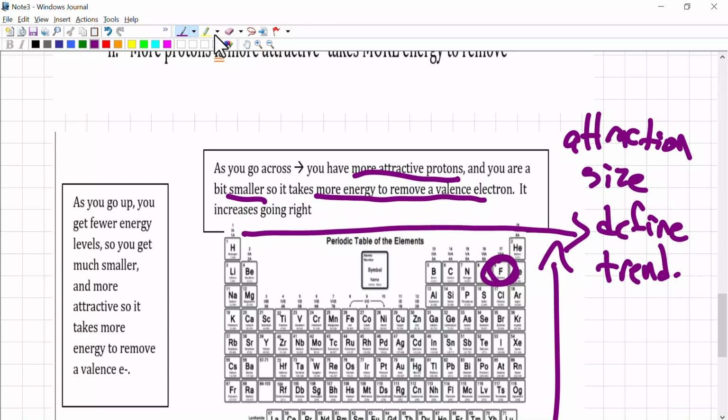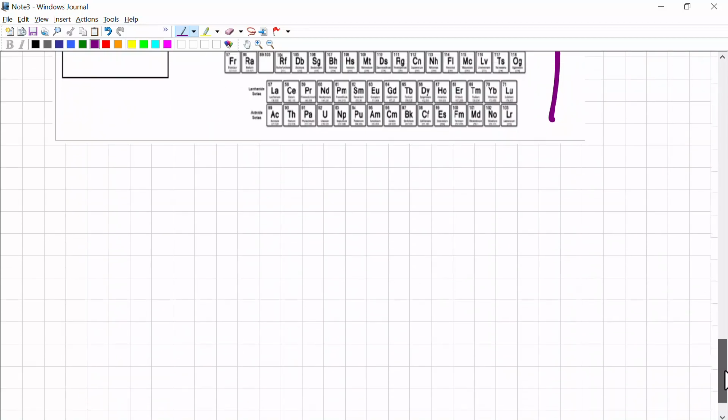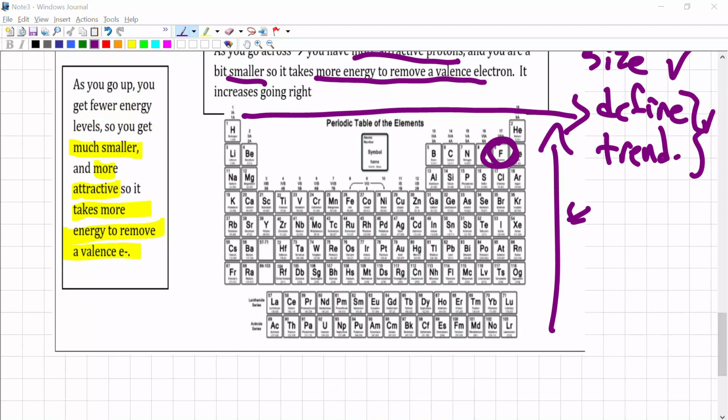Watch how we do that again on this one. As you go up, you get fewer energy levels, so you're much smaller. If you're much smaller, that means you're more attractive. So it takes more energy to remove a valence electron. See how we did it again? We had boom, attraction, boom, size, boom, define the trend. Boom. That's it.